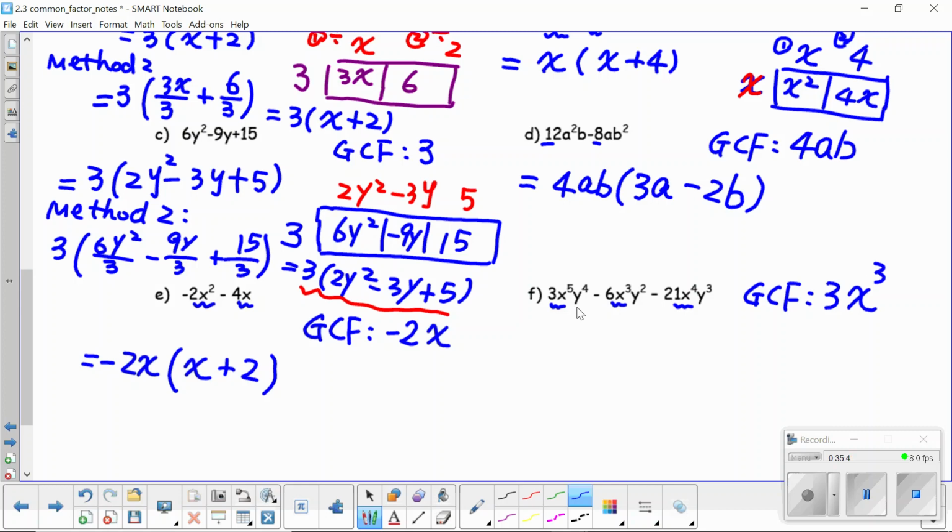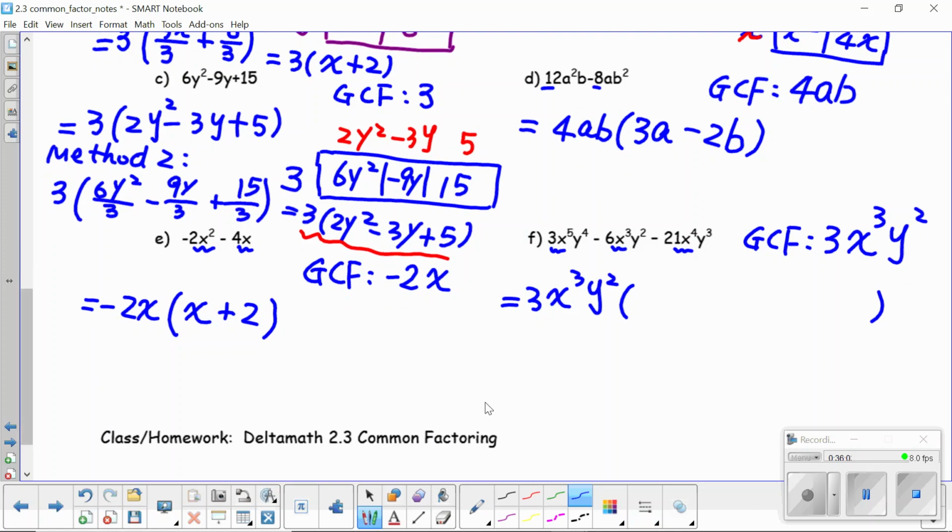Then for the y, it is 4, 2, 3. So the lowest degree is squared, is 2. So the greatest common factor is 3x cubed y squared. Then each term is divided by this one.